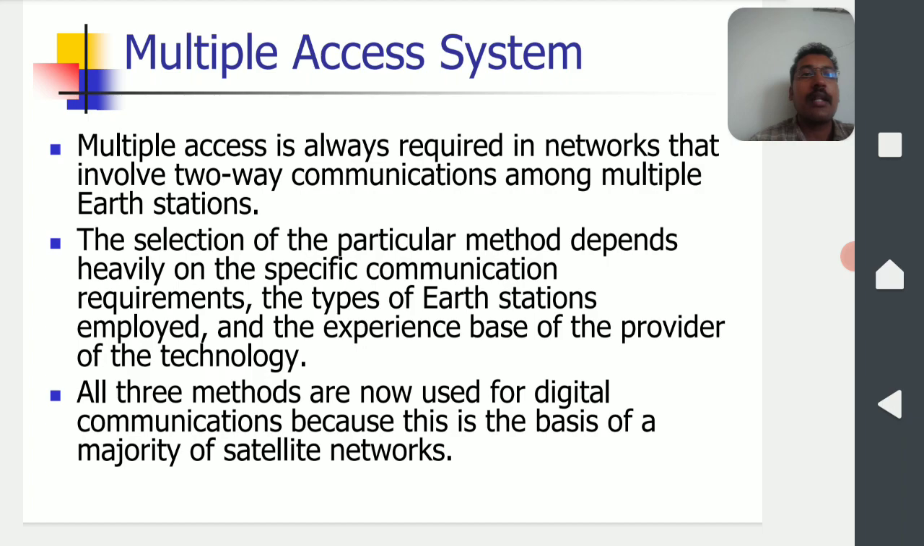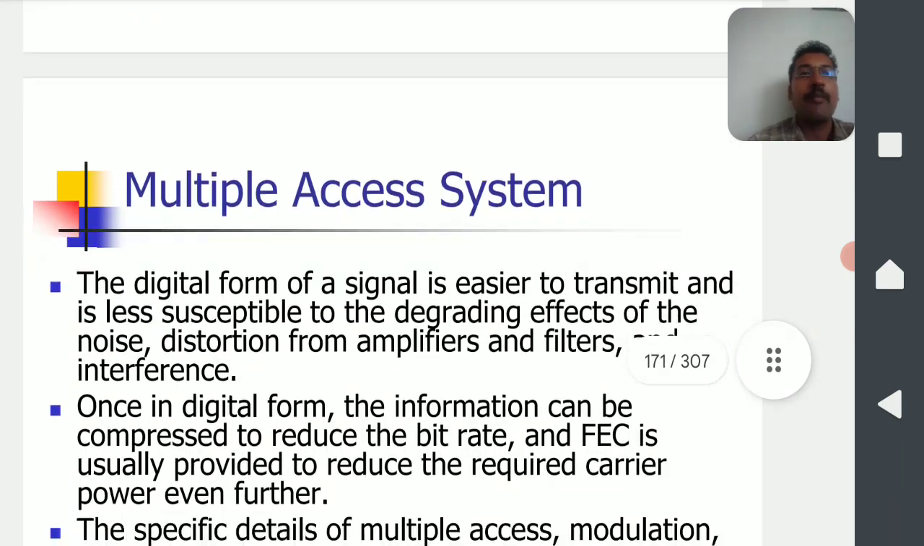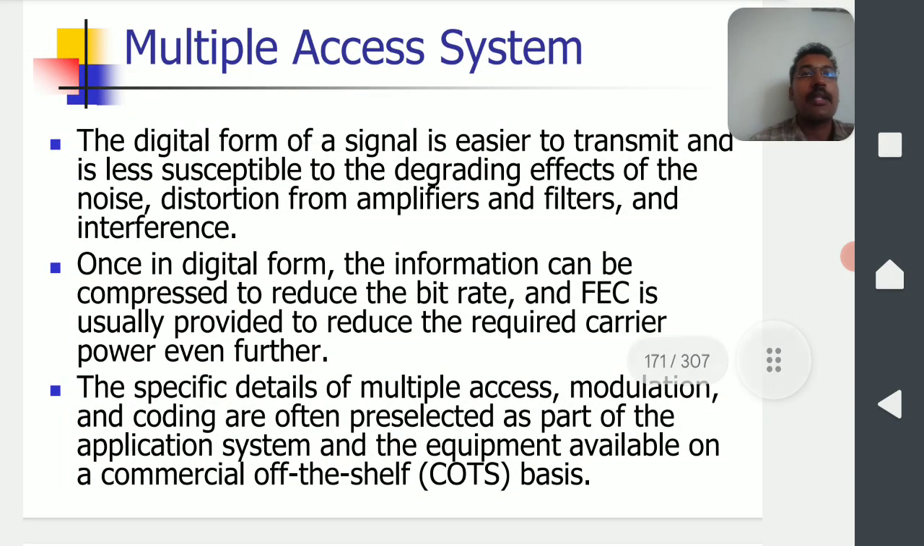All three methods are now used for digital communications because this is the basis of a majority of satellite networks. The digital transformation of a signal is easier to transmit and is less susceptible to the degrading effects of noise, distortion from amplifiers and filters, and interference.